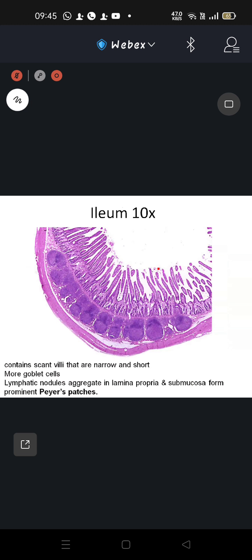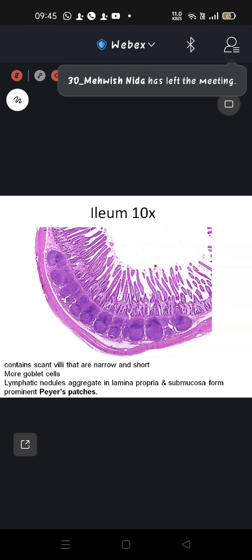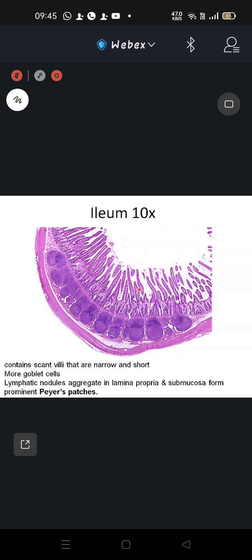And this is the terminal portion, which is the ileum. What you can see here is that villi are now scanty. They are narrow and short. So they are short cylinder in type, narrower and shorter villi. And also the number of goblet cells is plentiful. They are increased in number. You can see this empty looking portion which represents the goblet cells, mucin-secreting cells. They are much in number.